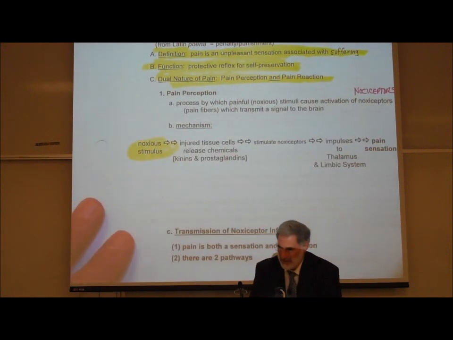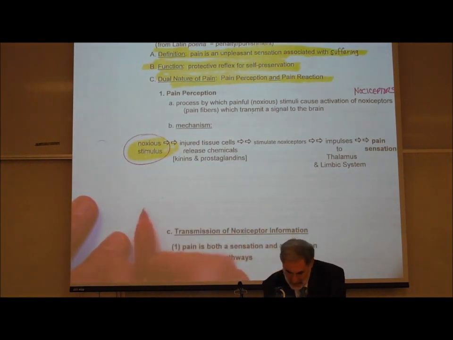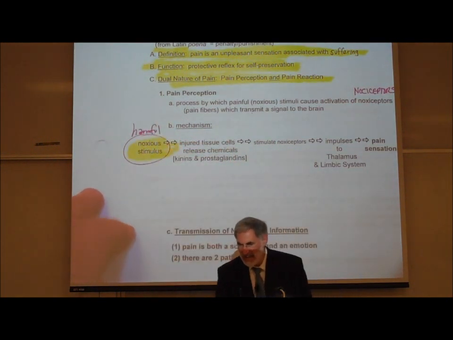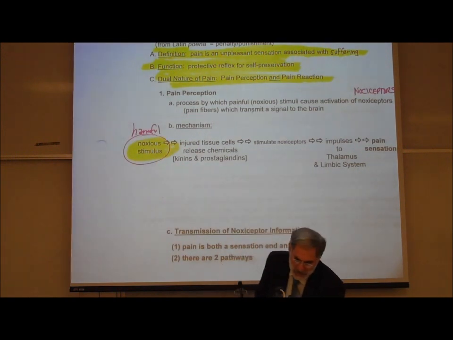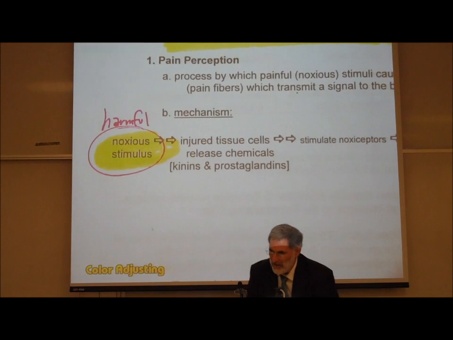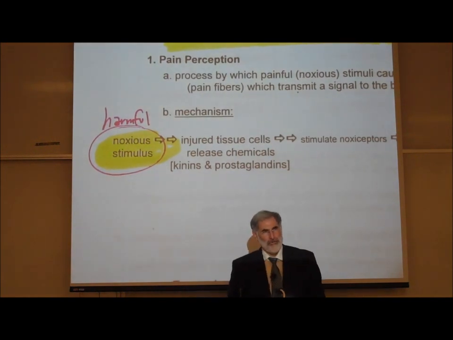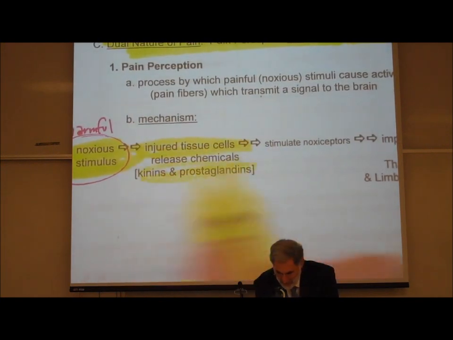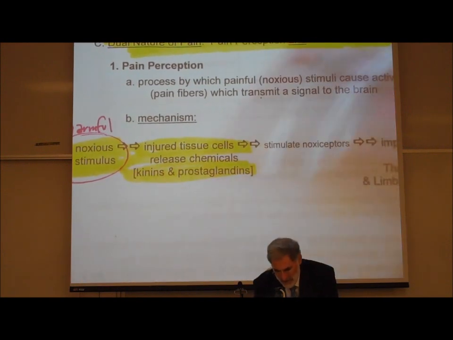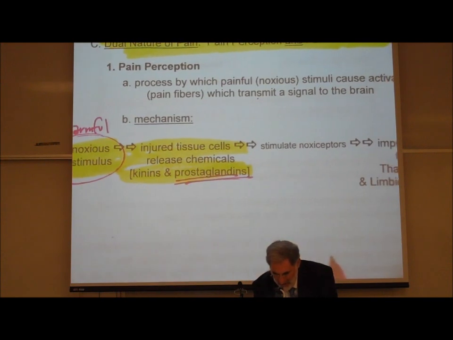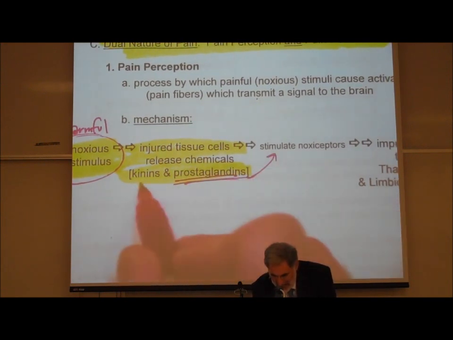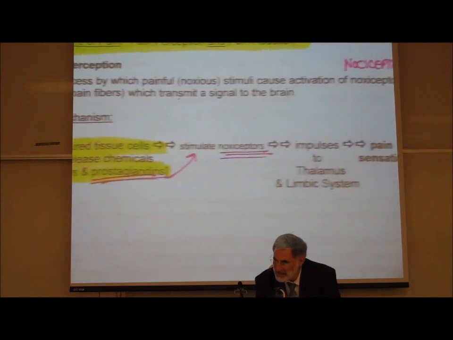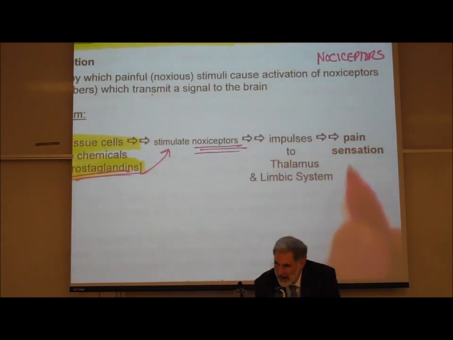So how does this work? When there is a noxious stimulus, and our first thought is, what does that mean? Noxious means harmful. When there is a harmful stimulus, anything that harms the body, anything that injures the body, you cut yourself, you burn yourself, you have an infection, it injures cells. The injured cells release these chemical mediators that we've been reviewing, including prostaglandins and others. And prostaglandins and kinins specifically activate or stimulate pain sensory neurons. And these pain sensory neurons send signals up to the brain.